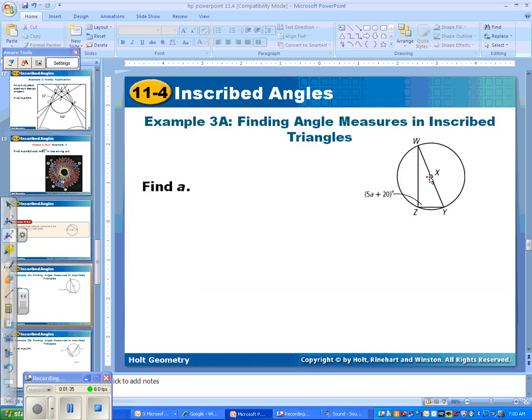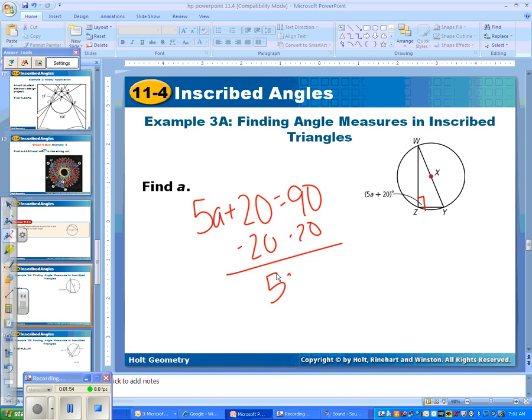So here we know that this is the center. That's what this point means, the center of circle X. So this is a diameter. Since this is a diameter, that means that this has to be a right angle. So all you're going to say is 5a plus 20 equals 90 and solve. So subtract 20 from both sides: 5a equals 70. Divide by 5. A equals, let's see, 14. Boom, A equals 14. How can you check your work? Plug it back in.